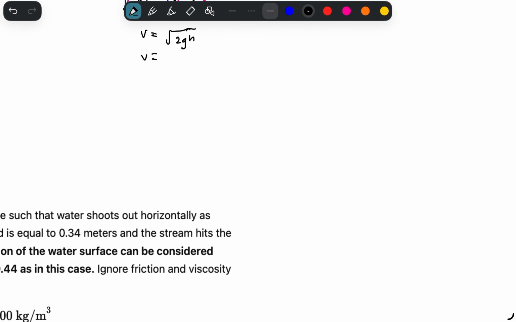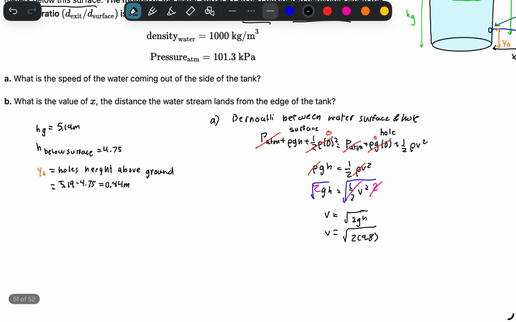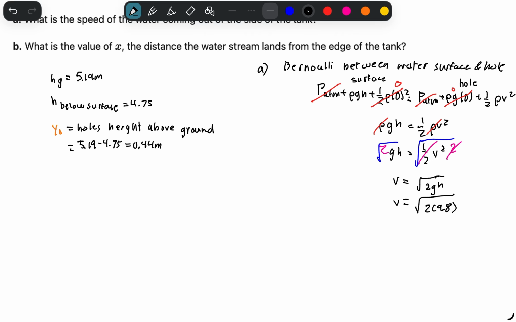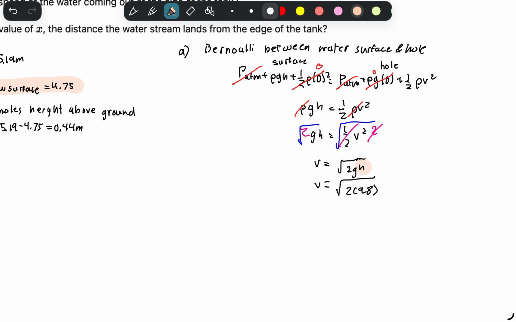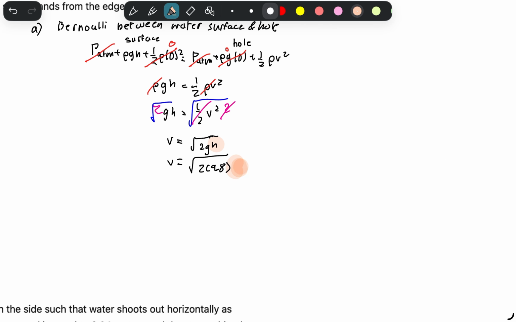So here v is equal to the square root of 2 times 9.8 times our height, the height below the surface, which was 4.75. And this is equal to approximately 9.65 meters per second, if you round that. So that's your answer for v.